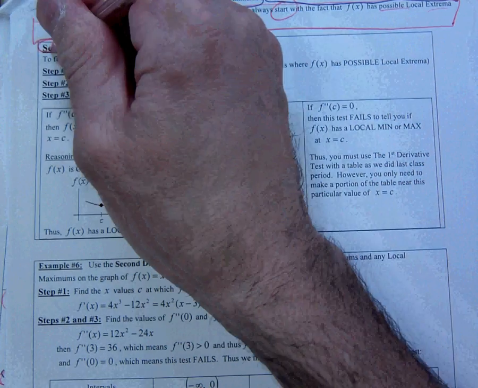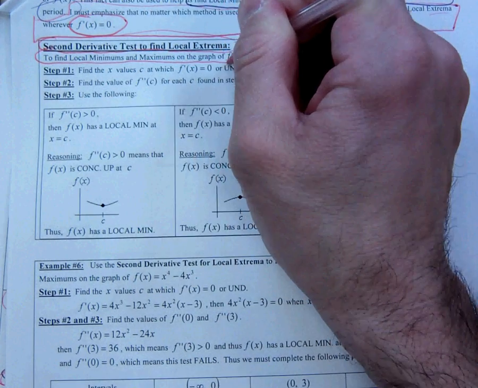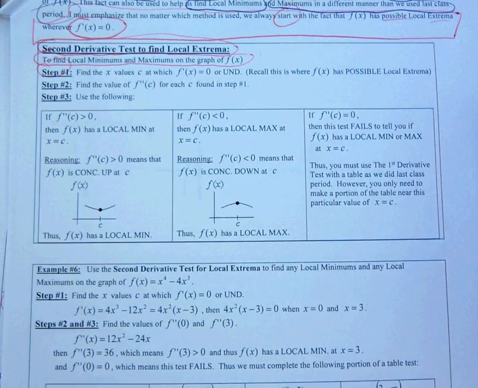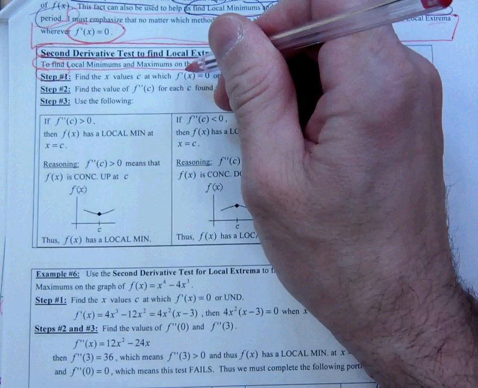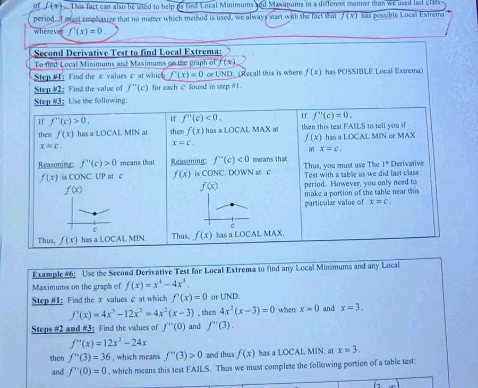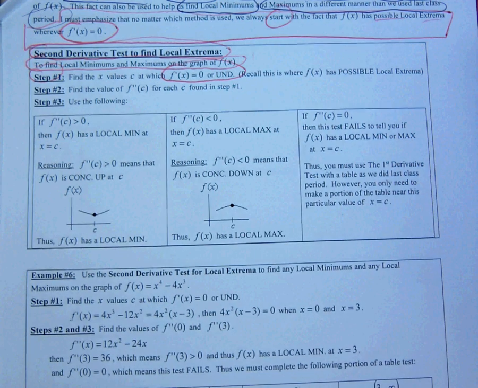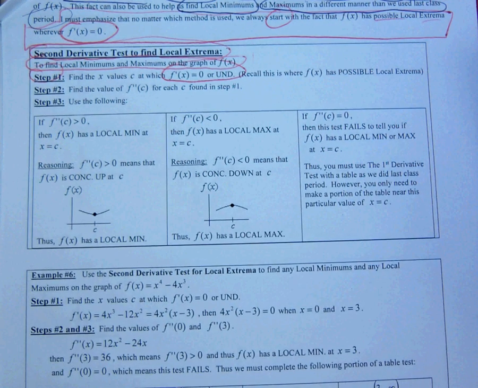So here's what we're going to do. We're going to use this to find the local mins and maxes of f. The first thing I'm going to do is just like I did last time, which is what? Find where f prime is what? Come on, read it. f prime is 0 or undefined. So that's no different than last time.